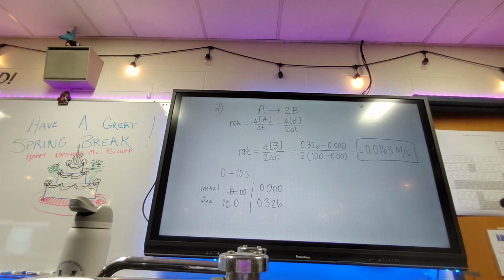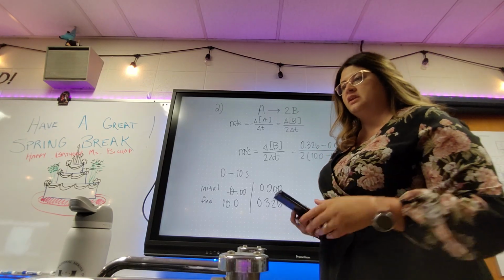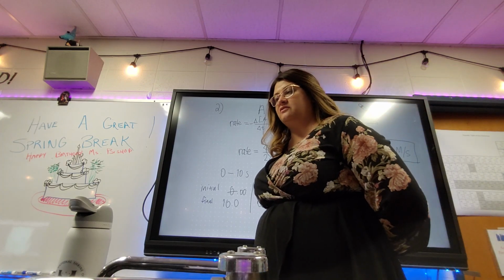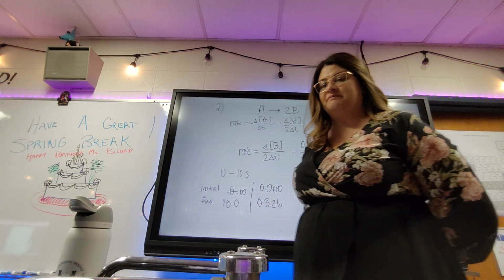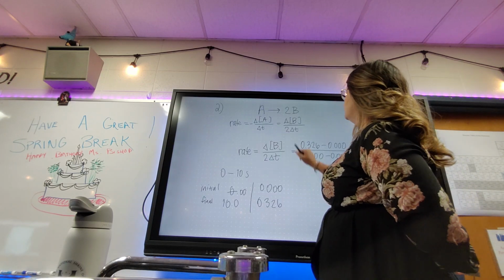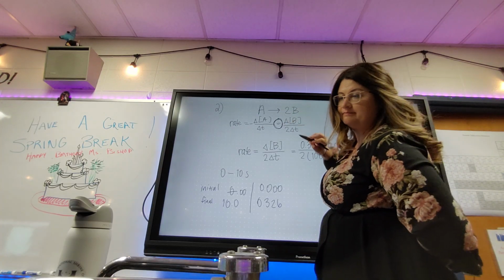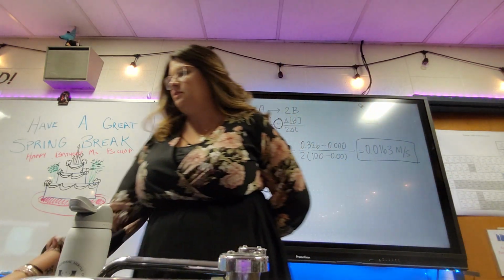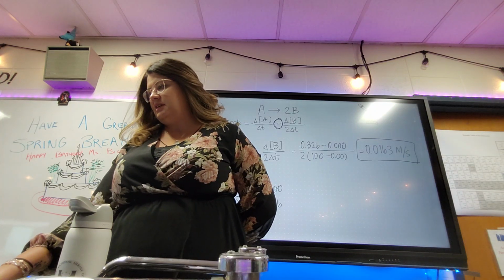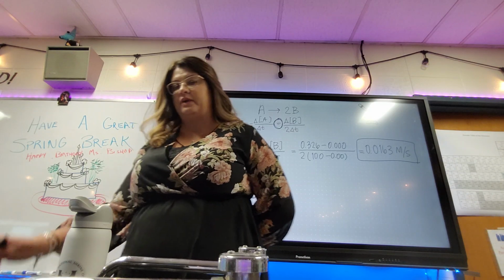Now you can do that again for sections 10 to 20, 20 to 30, 30 to 40. Part B says, how is the rate of change of A related to the rate of change of B in each time interval? This is how it's related. All right, you can answer those questions on your own. If you need another break, I would take one now. And we're going to spend a little bit of time on the rate law.